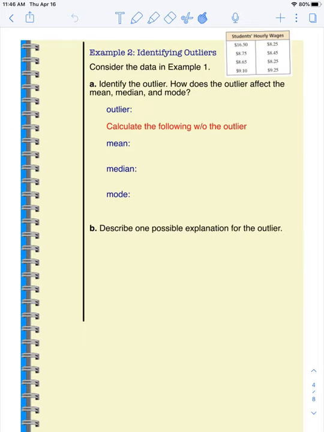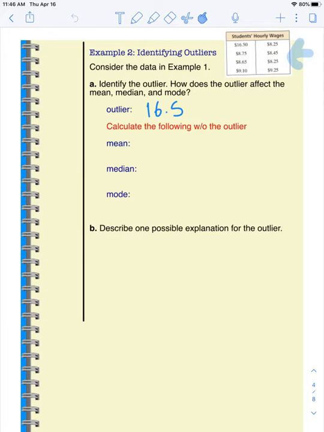All right, so example 2 tells us to consider the data in example 1. I went ahead and copied it up here just so that we could see it. Identify the outlier. The outlier, which we talked about in example 1, is 16.5. That number is much higher than the rest of the data. So we identified it. How does the outlier affect the mean, median, and mode? Well, to answer this, we're going to calculate all of them without the outlier.